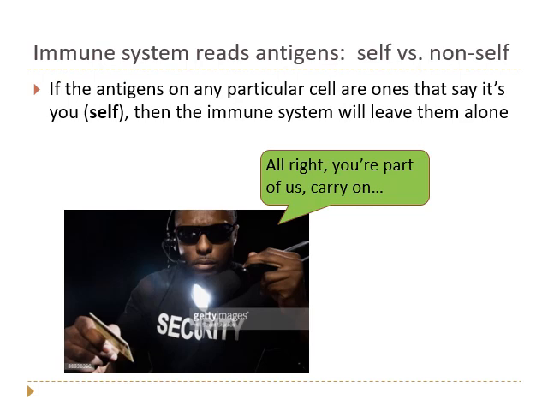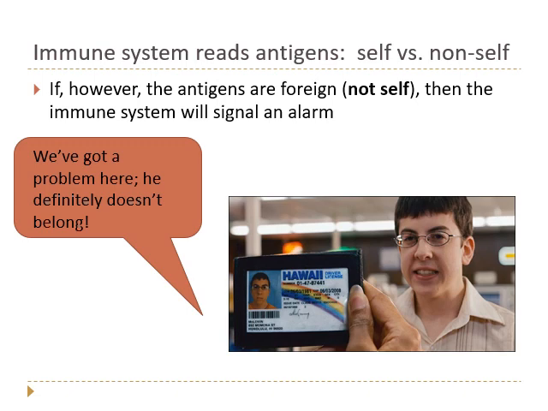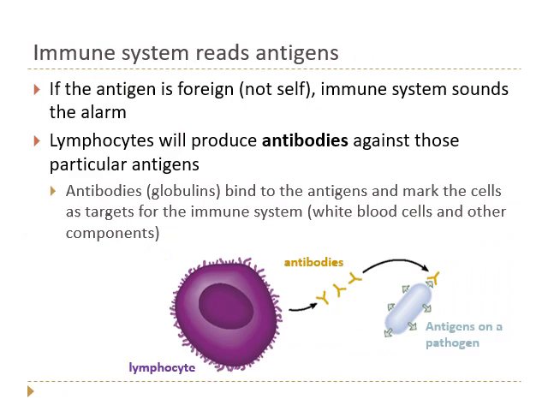And if so, and the phrase we use is self, if the antigens read as self as opposed to non-self or foreign, then our immune system is going to say, okay, you're fine. I'm not going to attack you, right? I'm going to leave you alone. If, however, the immune system looks at the antigen, looks at the name tag, and is like, you are not on the list, you do not belong with us, then the immune system is going to signal alarm. The immune system is going to activate, it's going to start the whole process so that it can attack what it sees as a foreign invader, and what usually is a foreign invader.